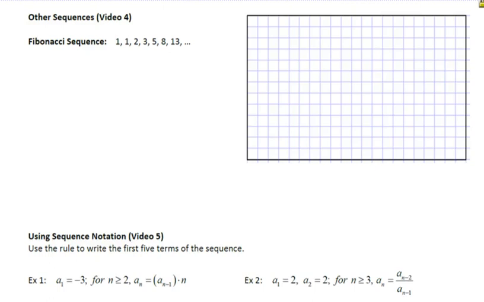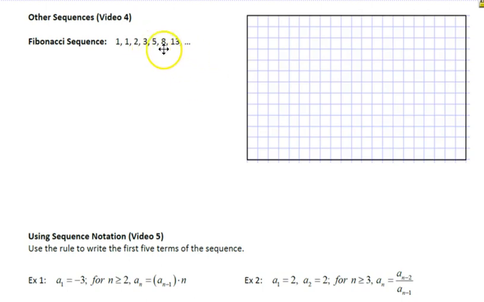Let's return to this very famous sequence, the Fibonacci sequence. And how could we write a rule for the sequence? Recall that to get the numbers in the Fibonacci sequence, we add together two previous terms to get the next term. So 1 plus 1 is 2, 1 plus 2 is 3, 2 plus 3 is 5, 3 plus 5 is 8, and so forth.